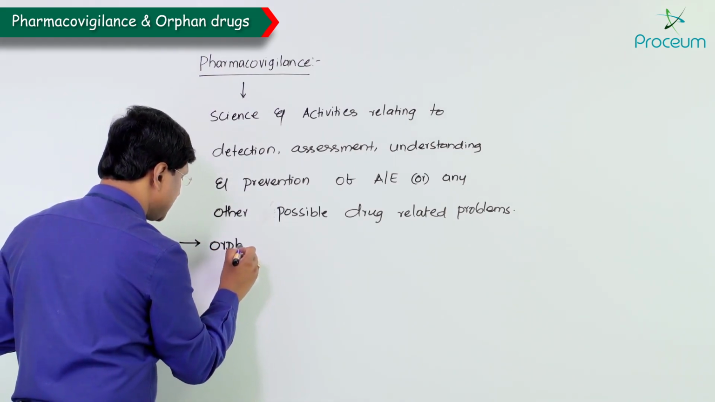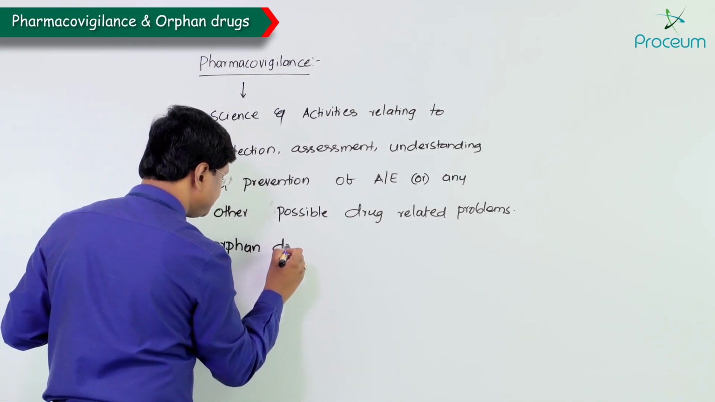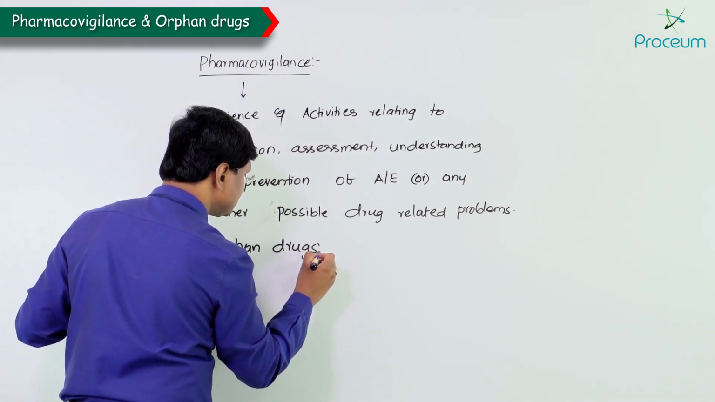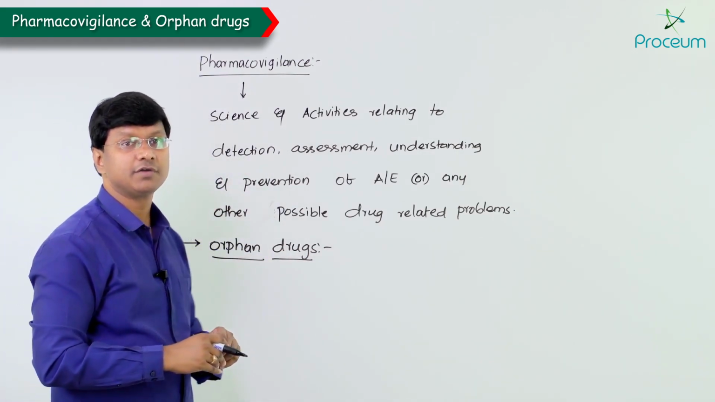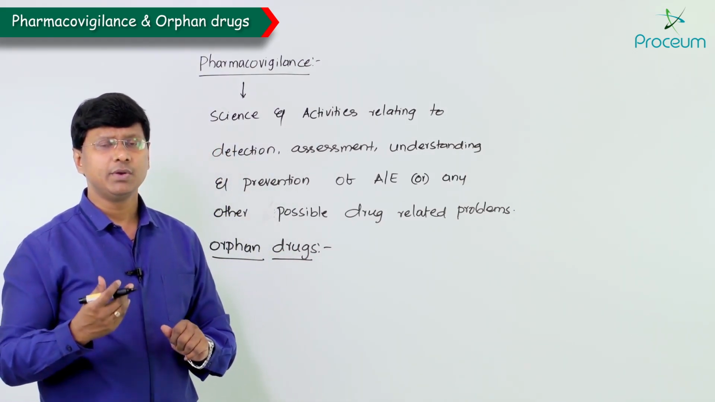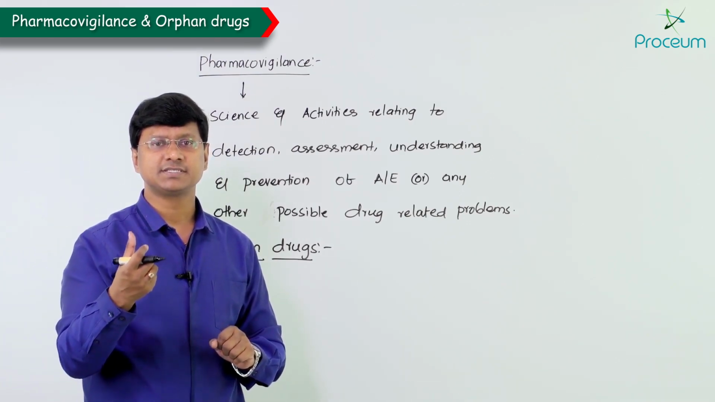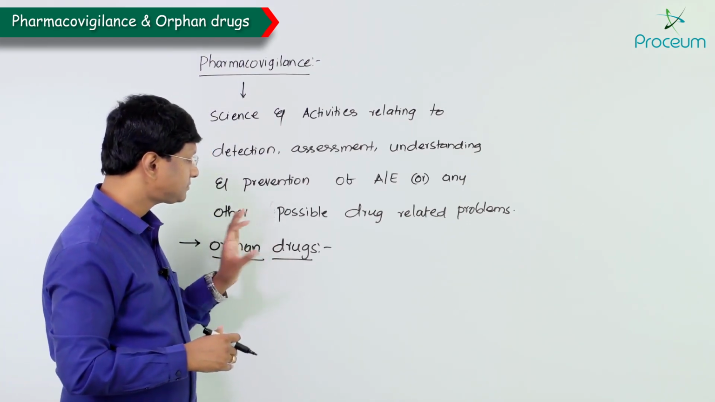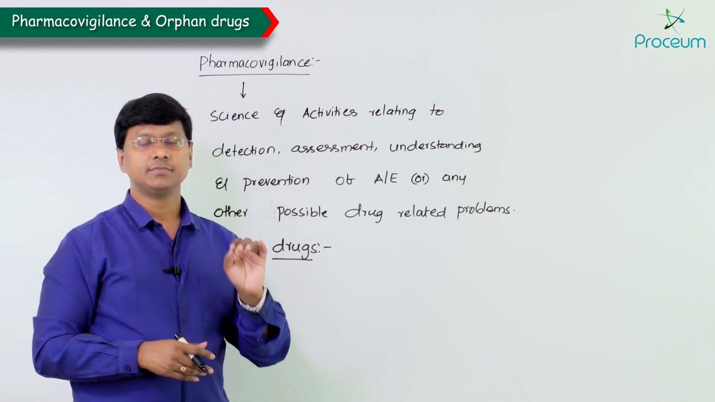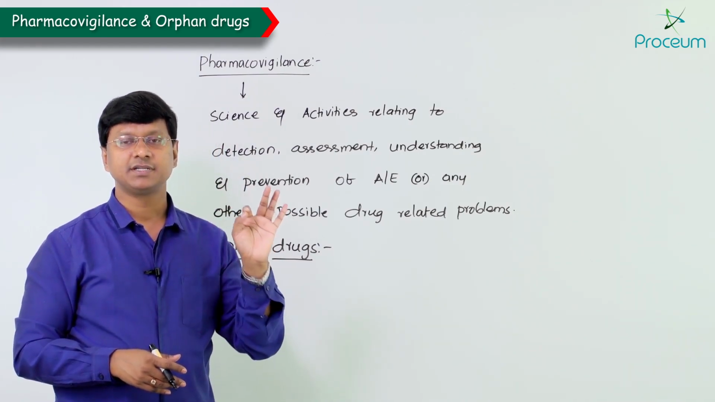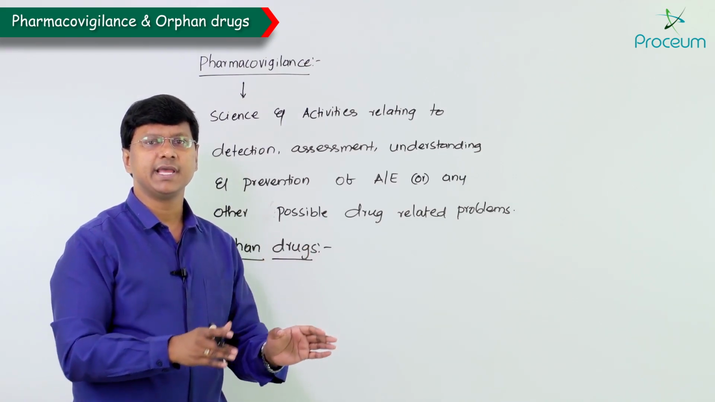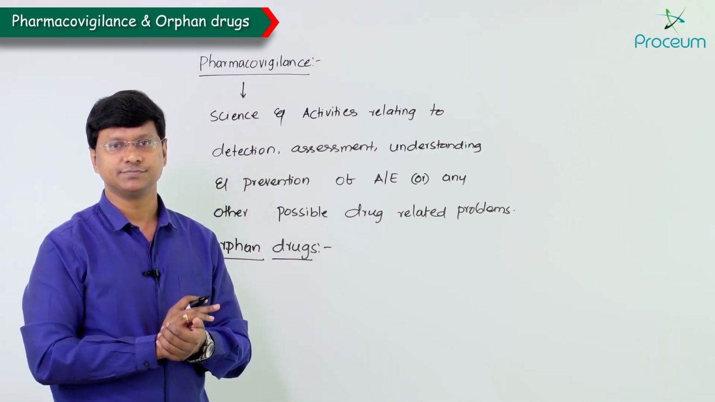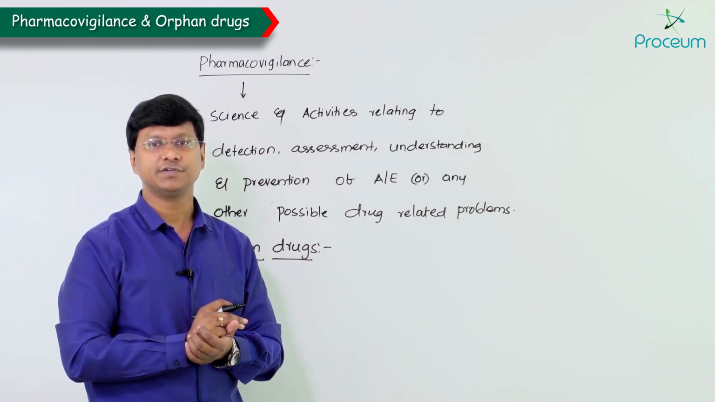are called the orphan drugs. Let me discuss what is called the orphan drugs. Now let me tell you what you mean by the term orphan drug. Remember, an orphan drug is that particular pharmacological agent which is used to treat a rare medical condition. That is what is called the orphan drug.